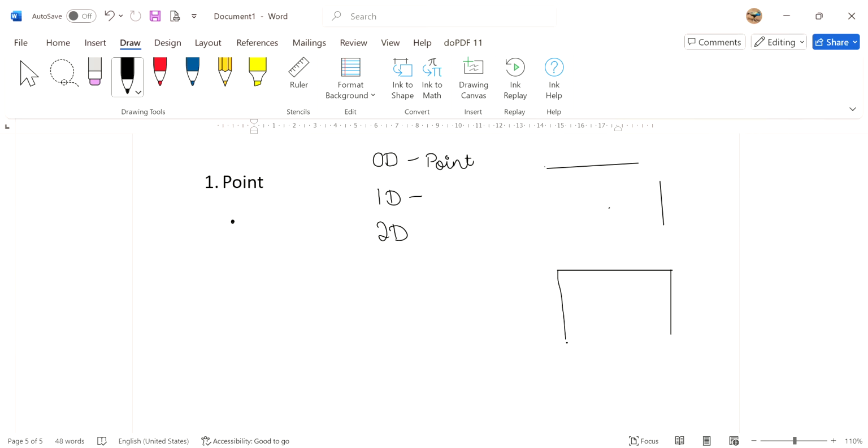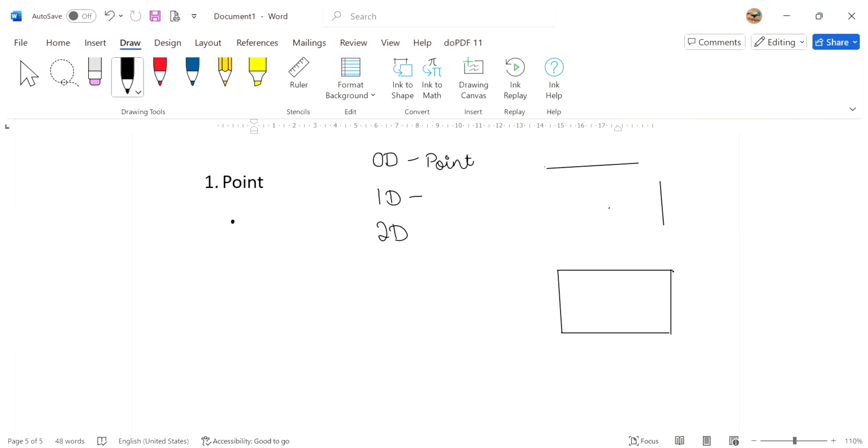So now if I reciprocate this, that is, I make one more line like this, and I make one more line like this. Okay, so now it is giving me a length and a breadth. Does it give me height? No. So that means I can only measure two things about this shape or this figure. That means it is two-dimensional.